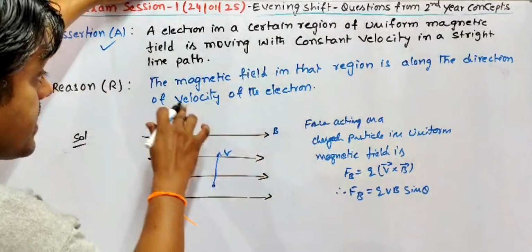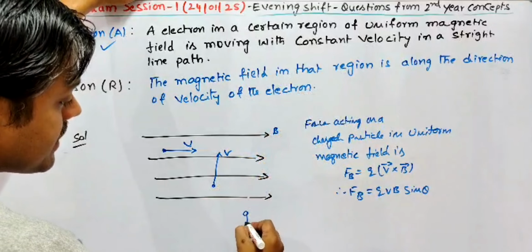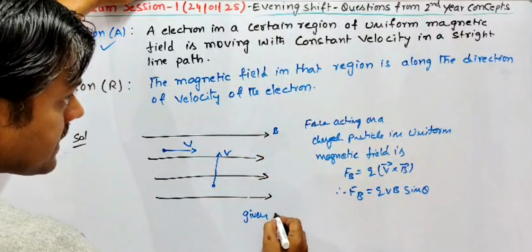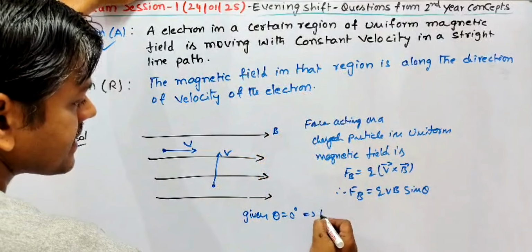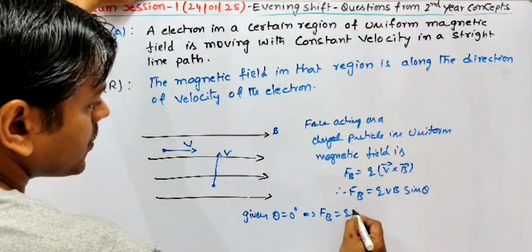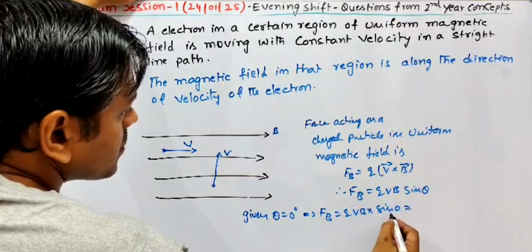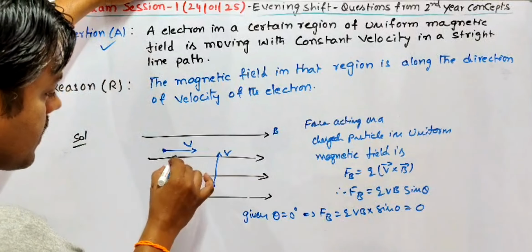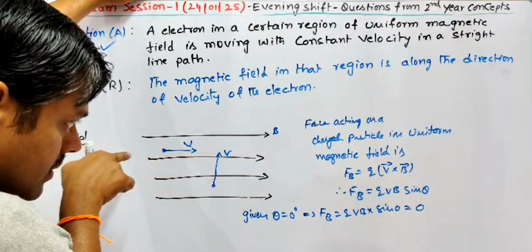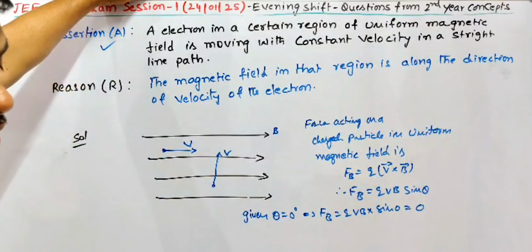Next, reason: the magnetic field in that region is along the direction of velocity of the electron. That means given theta is equal to what? 0 degree. That implies F_B is equal to what? qvB into sine 0. You know sine 0 equal to what? 0. 0 into something equal to 0. So if the electron enters along the path of the magnetic field, then it doesn't experience any force.